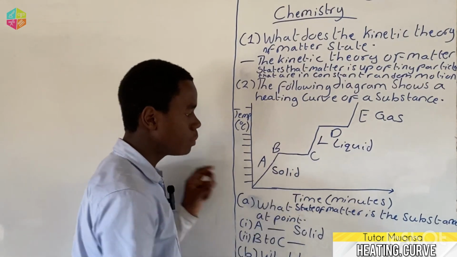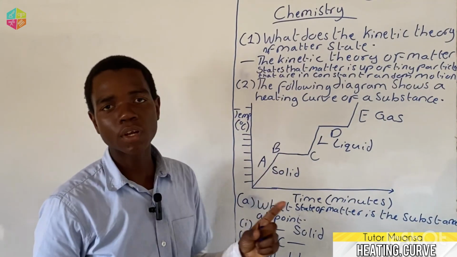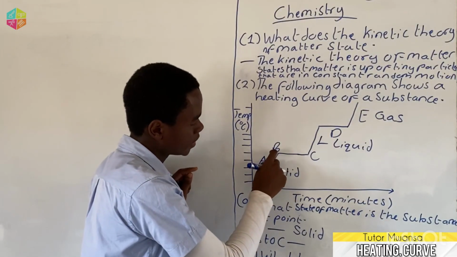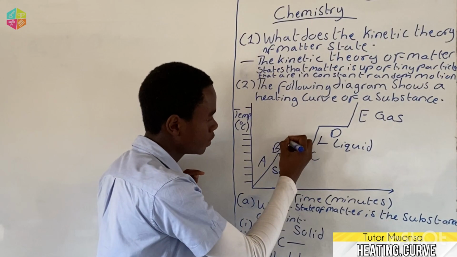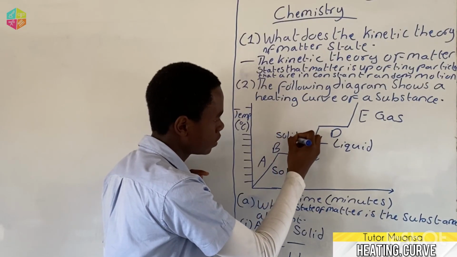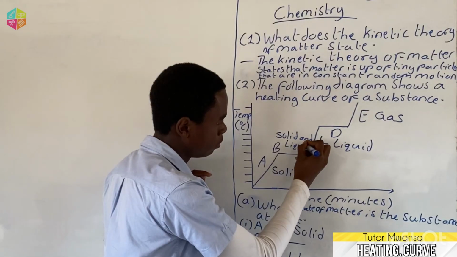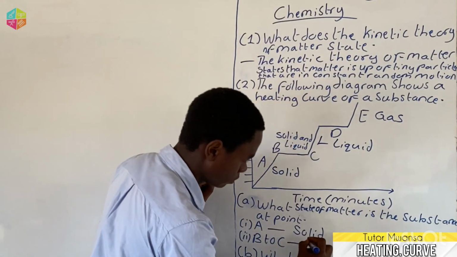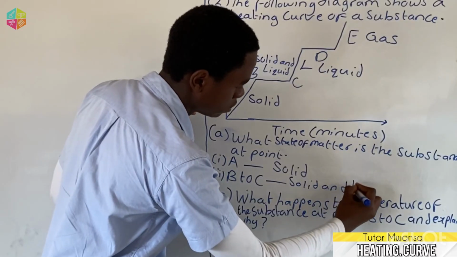What of point B to C? B to C. Many people get confused when they see such a question. So what we have to understand is that the state of matter between point B and C is simply solid and liquid. So the state of matter is both solid and liquid.